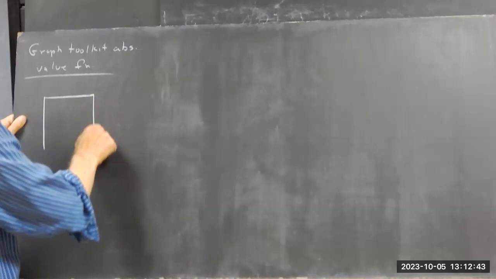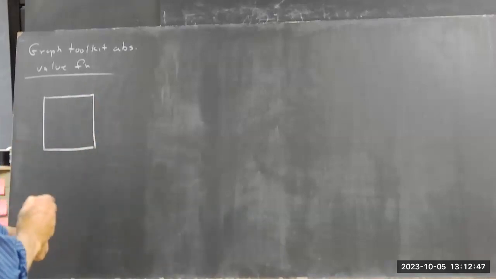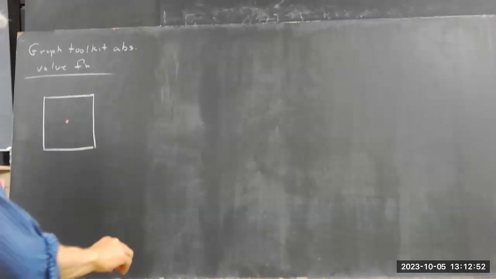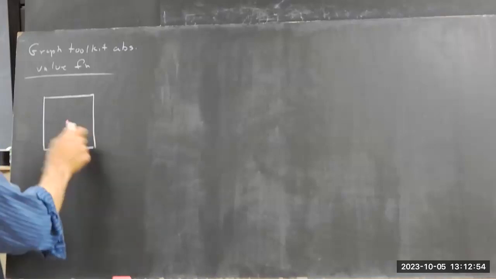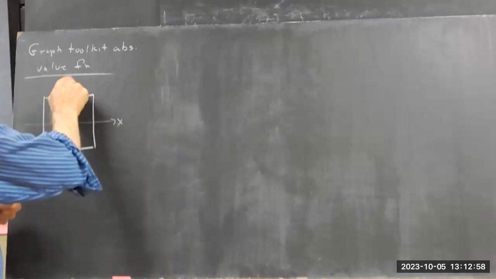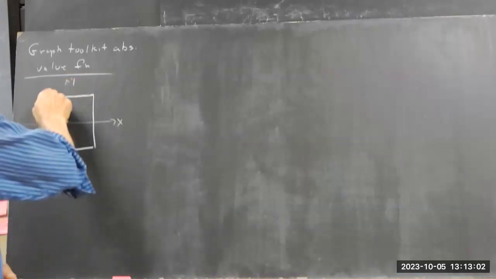What I saw, I'm going to do this. The red dot in the center. Not sure I did it this way before. Meaning the x-axis goes this way, and the y-axis goes this way. Those are the only lines you need. And here's your graph.